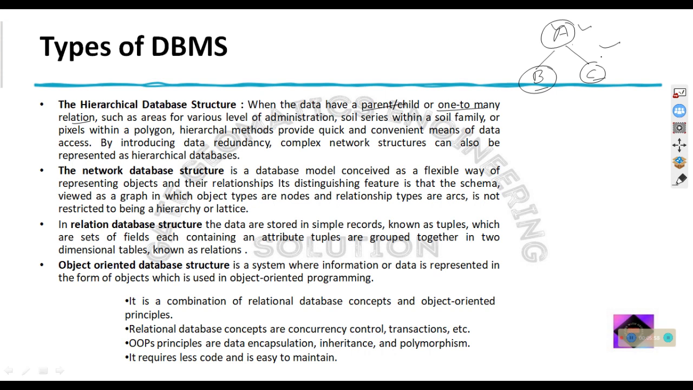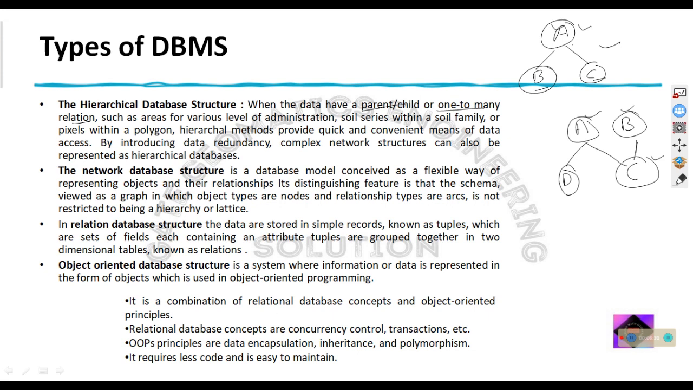For that reason we have to go for the network database structure, in which the redundancy is lesser than the hierarchical database structure. Here the relationship is many to many, like there is more than one parent for a single child. That is the basic concept of the network database structure. Suppose C is dependent on both A and B. That is how a database structure can be created.